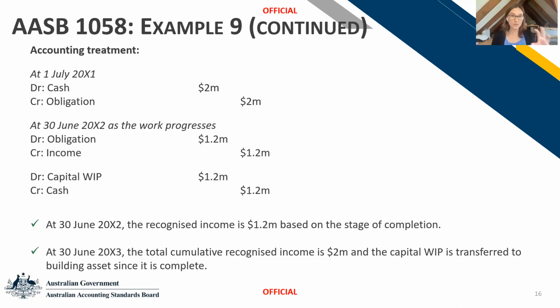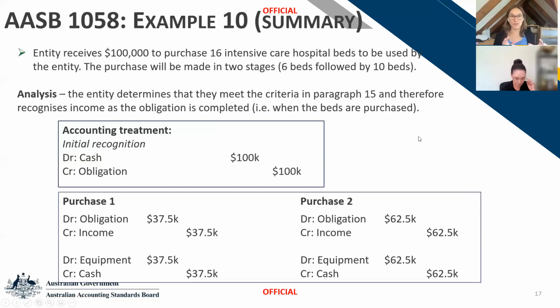So that's how I deal with this construction. I'm benefiting from it as we go, and therefore I would recognise the income on that basis. So that's example 9 from AASB 1058. Let's explore an alternative to that.